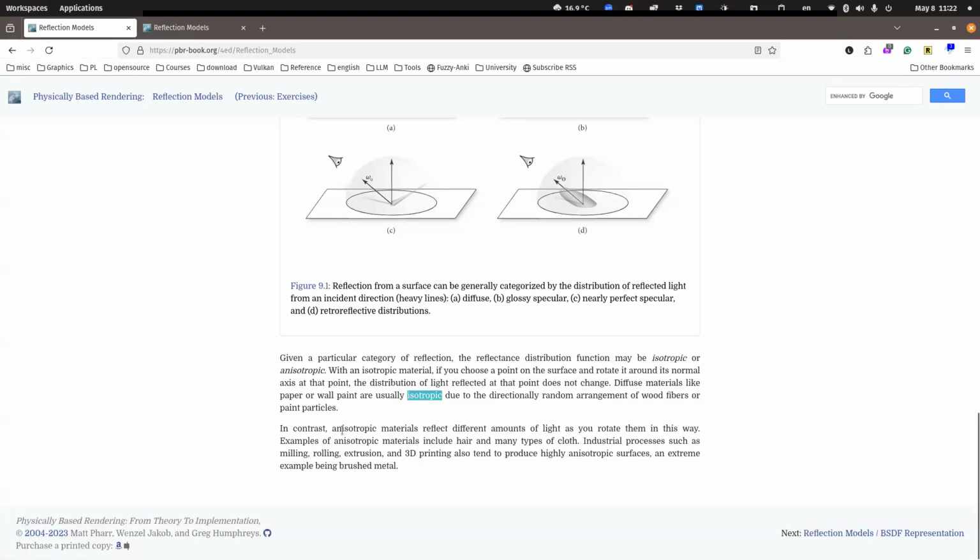In contrast, anisotropic materials reflect a different amount of light as you rotate them in this way. Examples of anisotropic materials include hair and many types of cloth. Industrial processes such as milling, rolling, extrusion, and 3D printing also tend to produce highly anisotropic surfaces. An extreme example is brushed metal.